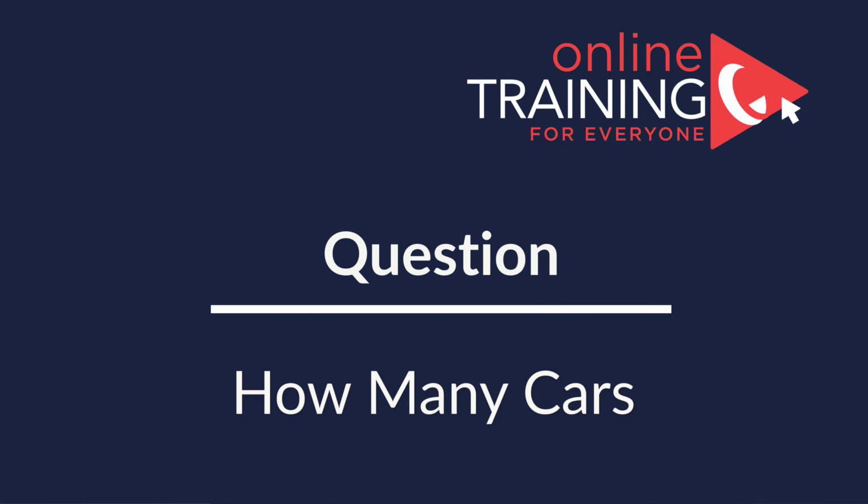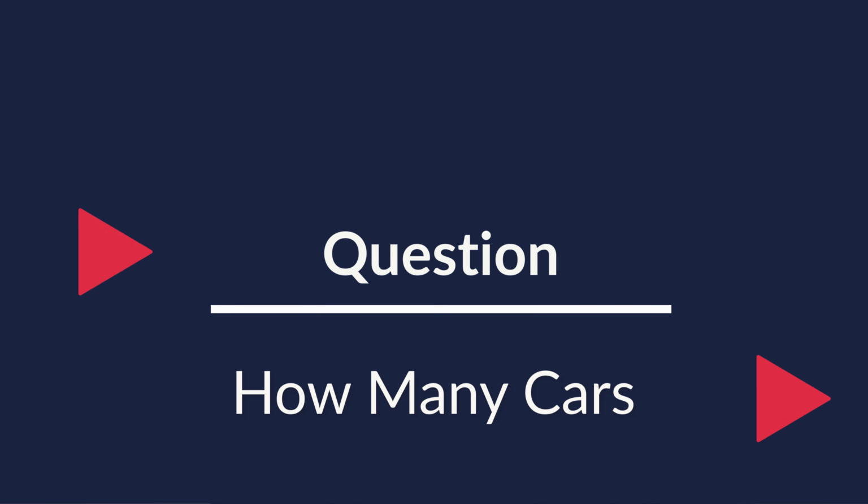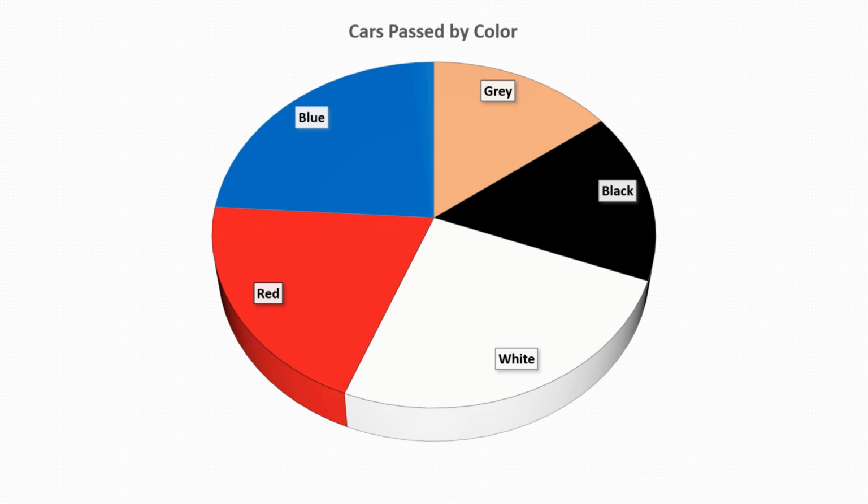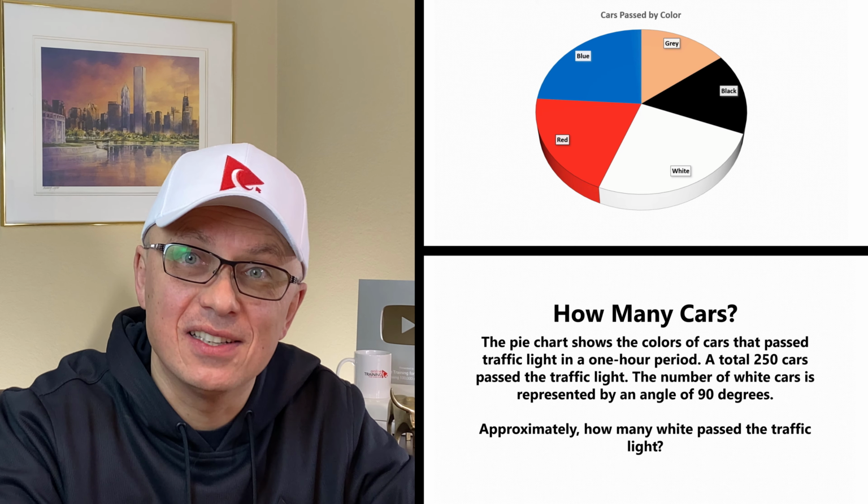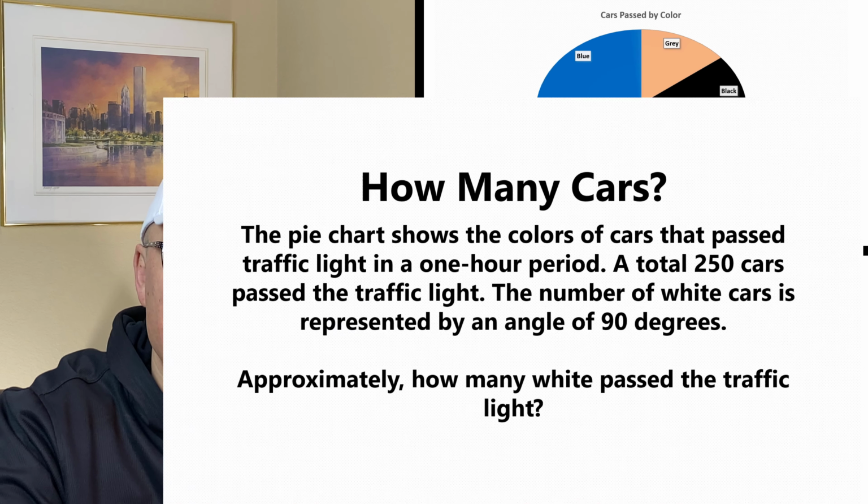A lot of times you get tested on your ability to analyze charts and graphs. In this question, we see a pie chart, which is broken down into 2 parts. You see parts presented in the different colors: white, red, blue, gray, and black. And the question asks you how many cars. Let's read the question more carefully.